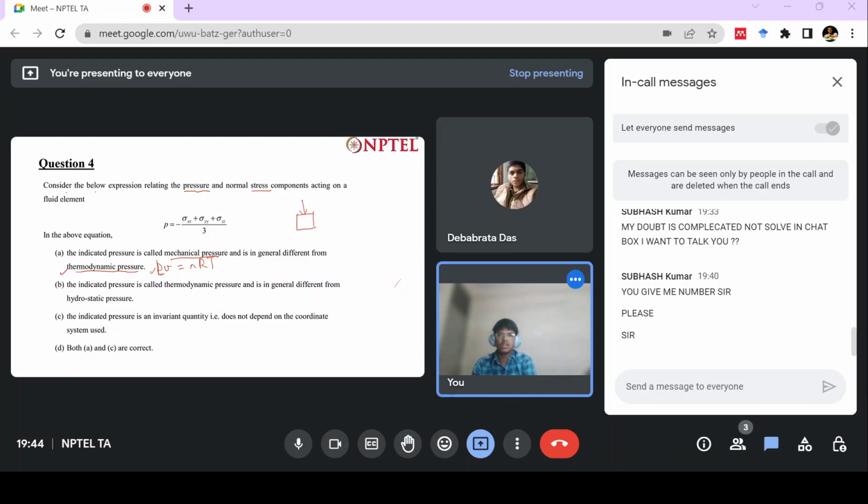So consider the below expression regarding pressure and normal stress components acting on the fluid element. What are these? These are stress components, right? Yes, sir. And it is written sigma XX. What does this mean? Sir, on X direction and situated on plane X. So x direction and on plane x.